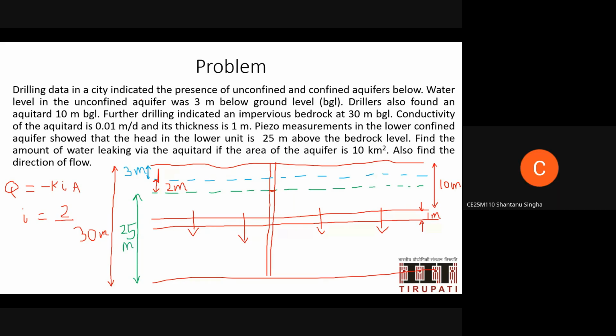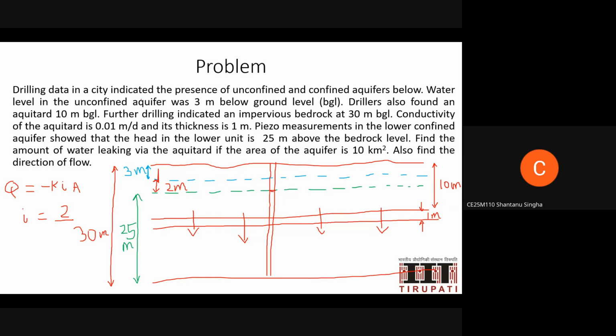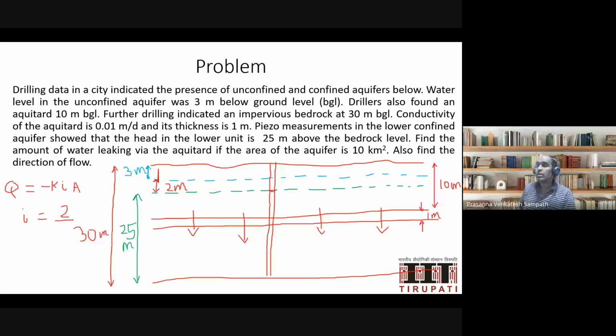Sir, actually, it is towards the board. We could take 1 meter or 1 unit or whatever the unit taken. You mean perpendicular to the board? Yes, sir, perpendicular to the board. Wait a minute. What is the direction of flow? Downward. Okay.